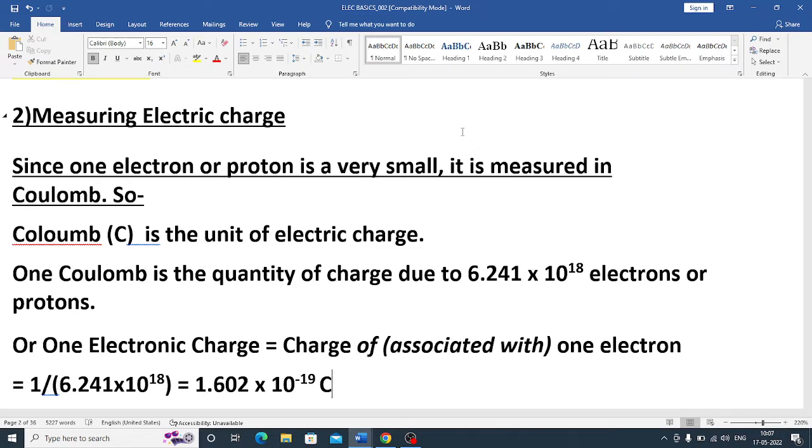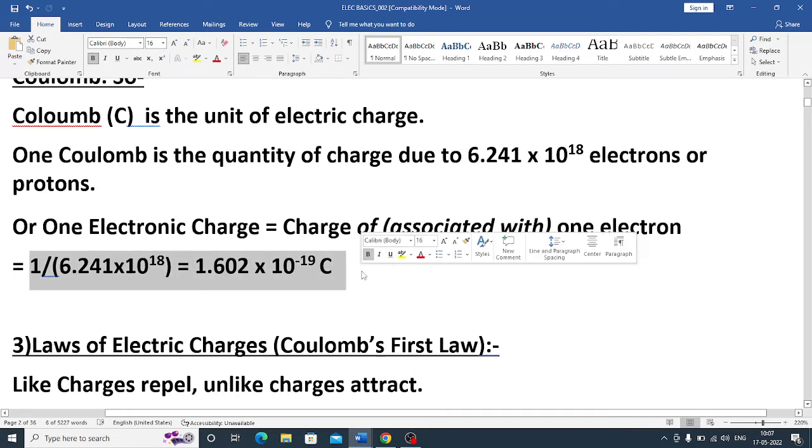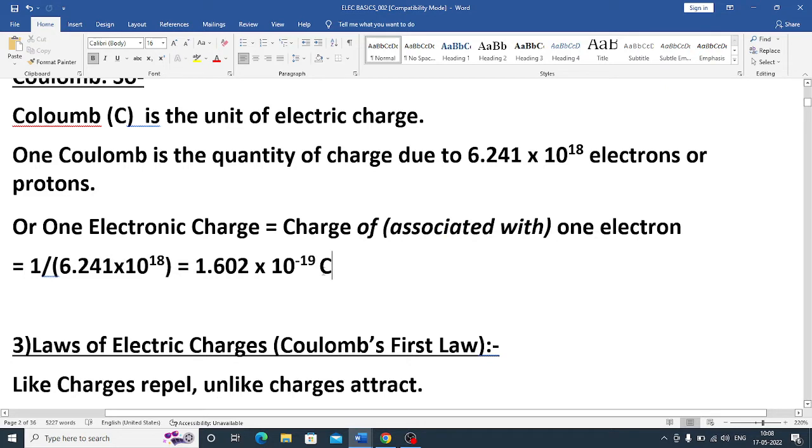So similarly, 1 coulomb means the charge due to 6.2 into 10 to the power of 18 electrons. The charge of 1 electron will be 1 by that, so it will be very small. So the charge of an electron is 1.6 into 10 to the power of minus 19 coulombs.